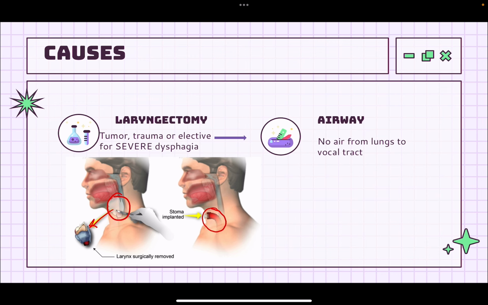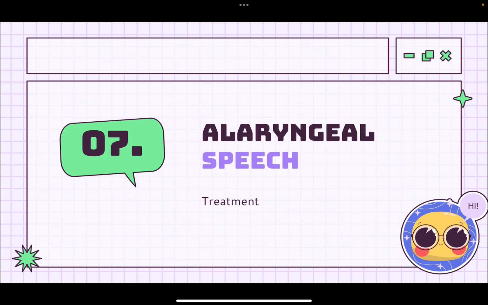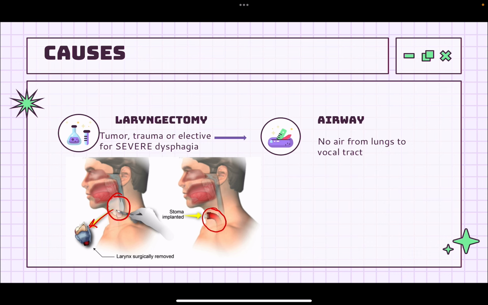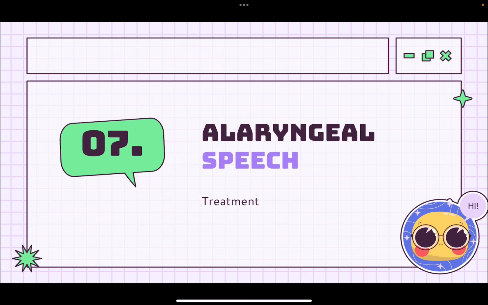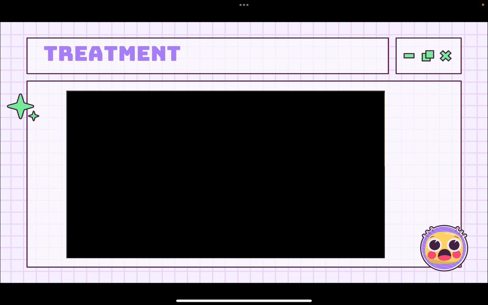So we have a wide variety of things that we can do for treatment. And what I did was, you'll notice that between these two slides, there is this particular video.